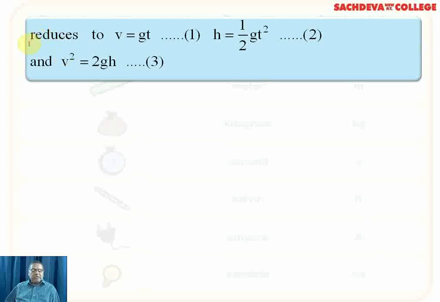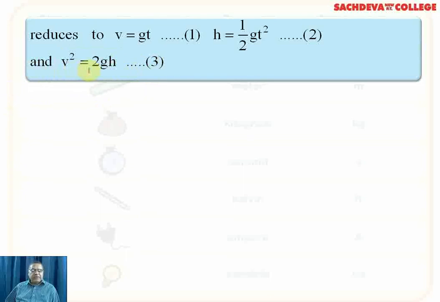Now, all these equations are reduced. Here we have taken initial velocity as 0. So the equations will become v is equal to gt, h is equal to half gt square and v square will be equal to 2gh. Now, like in the third equation, we are interested to find height. It will be v square over 2g provided that initial velocity is 0.